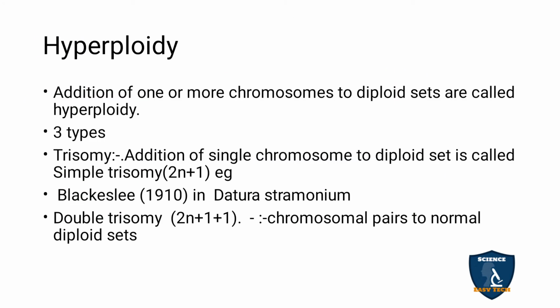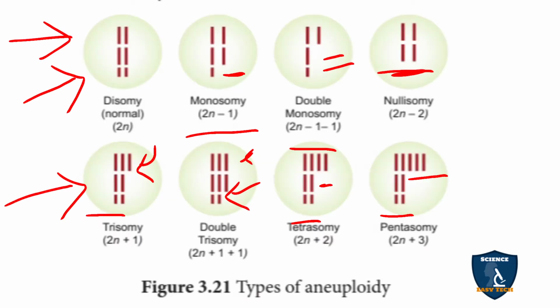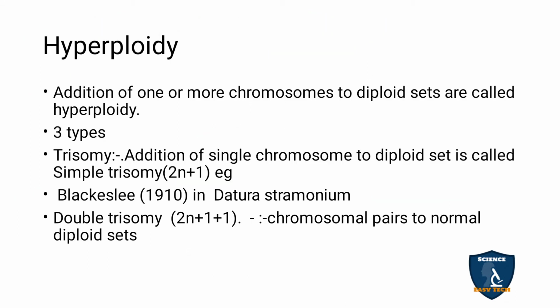Hyperploidy. Hyper means what? High. Adding of one or more chromosomes to the diploid set. So when you add one or more chromosomes to the diploid set, it is called hyperploidy. There are 3 types. Trisomy: adding of a single chromosome to the diploid set. So here you see one set is added to the diploid chromosome. That is called trisomy, 2n plus 1.